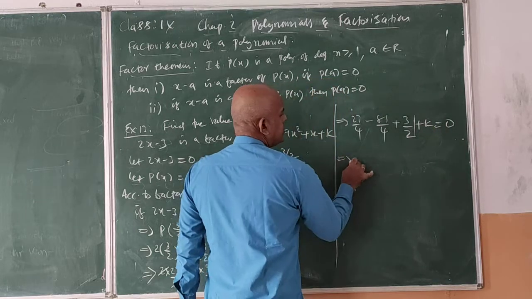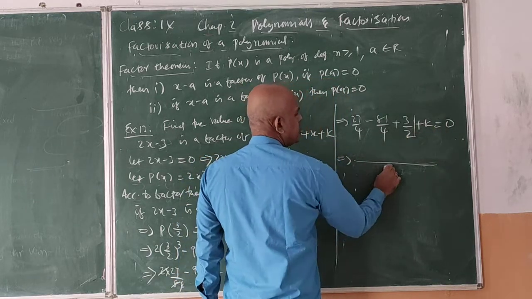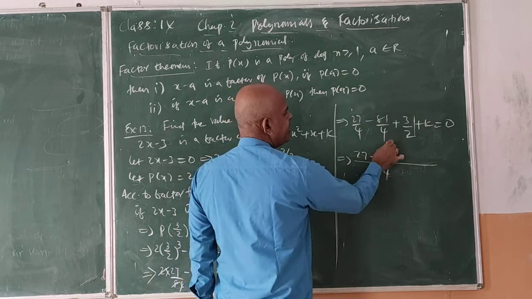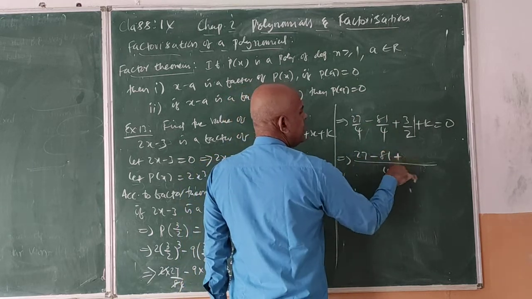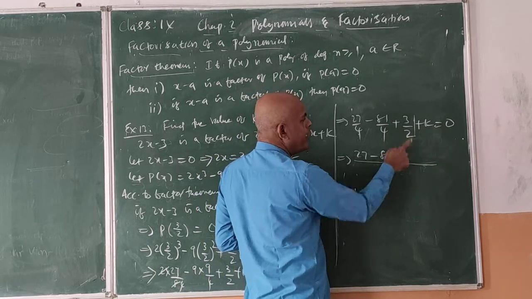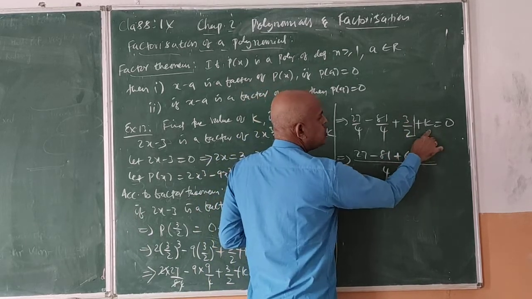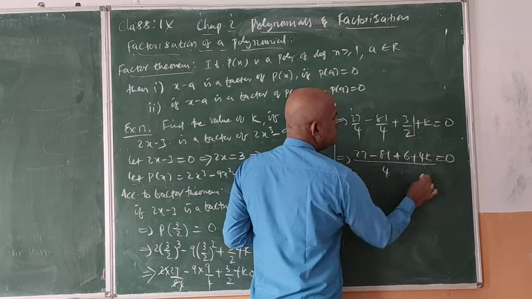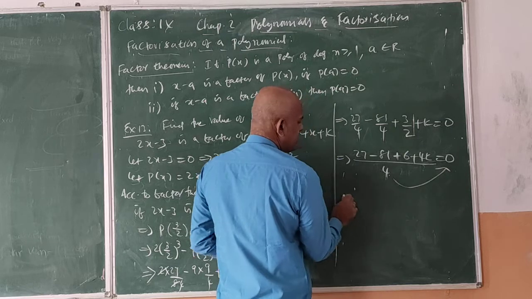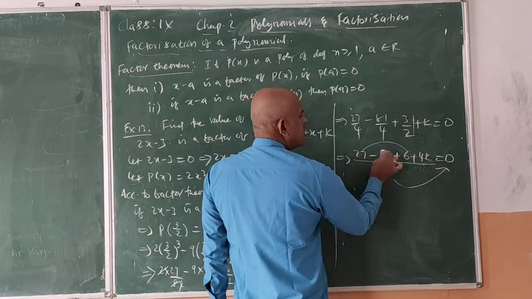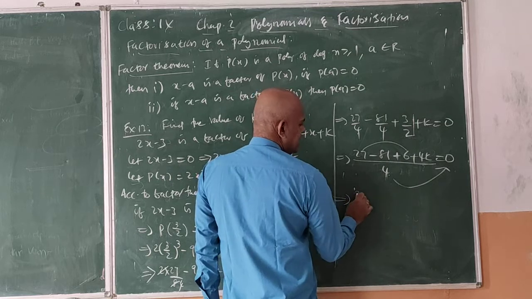Now the LCM is 4. Same denominator and LCM, the numerator stays as it is. Plus here, divide the LCM with the denominator: 2 twos are 4, 2 into 3 is 6. Plus, no denominator, multiply with the LCM: 4 into k, 4k, is equal to 0. The 4 transposes to that side and it becomes 0. So here, 27, these both are positive. 27 plus 6 is 33.